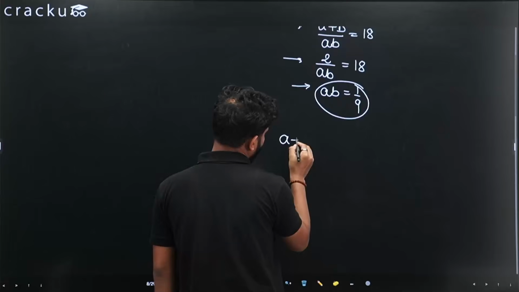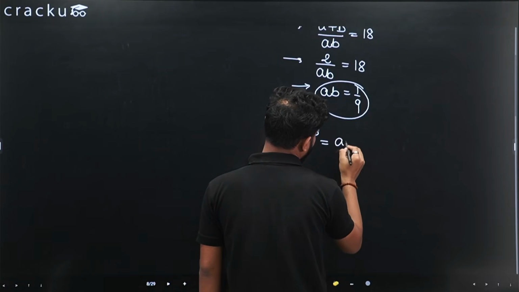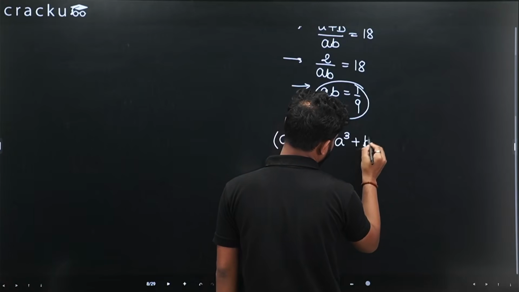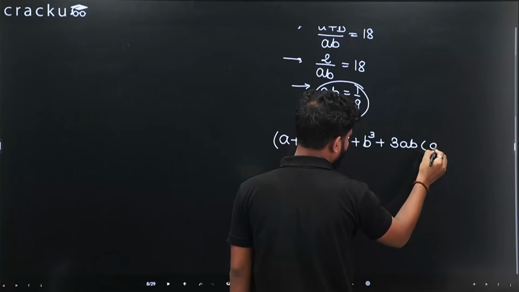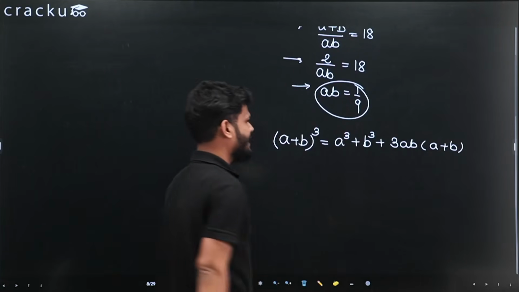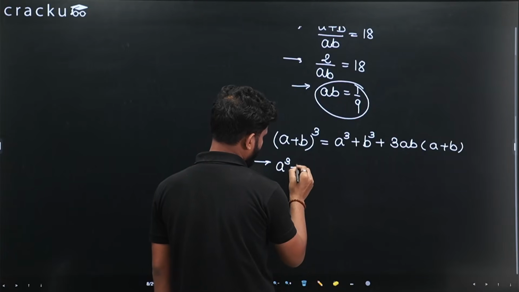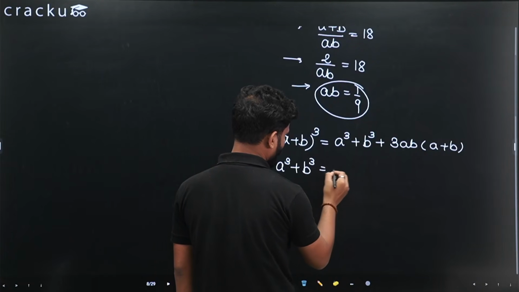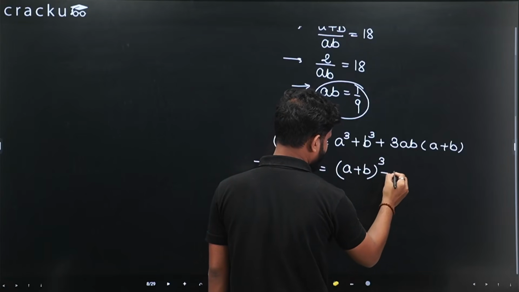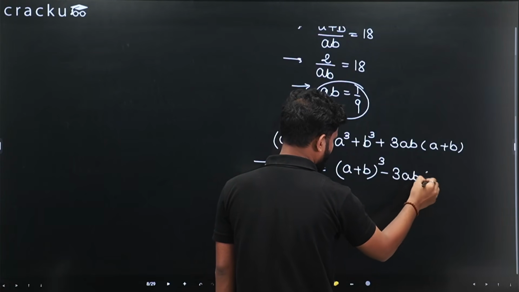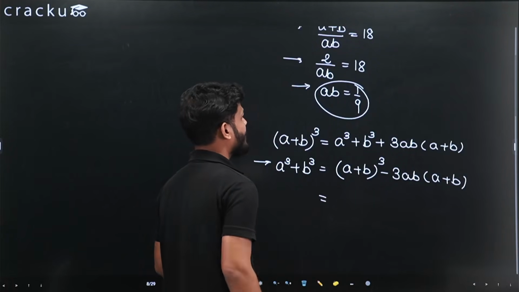All of us know that A plus B whole cube is equal to A cube plus B cube plus 3AB into A plus B. This is the identity which we know. So from here we can write A cube plus B cube is equal to A plus B whole cube minus 3AB into A plus B. Correct? What is A plus B? It was given as 2.